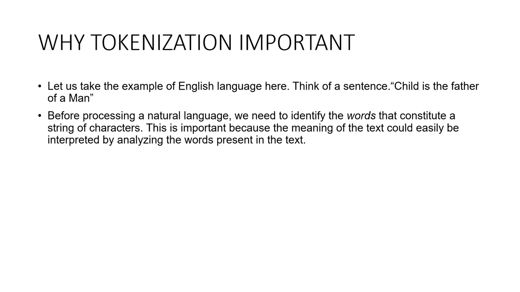Let's take the example of the English language here. Think of a sentence: Child is the father of a man. This is a beautiful quote by William Wordsworth, the great poet. Child is the father of a man. Before processing a natural language, we need to identify the words that constitute a string of characters. This is important because the meaning of the text could easily be interpreted by analyzing the words present in the text.